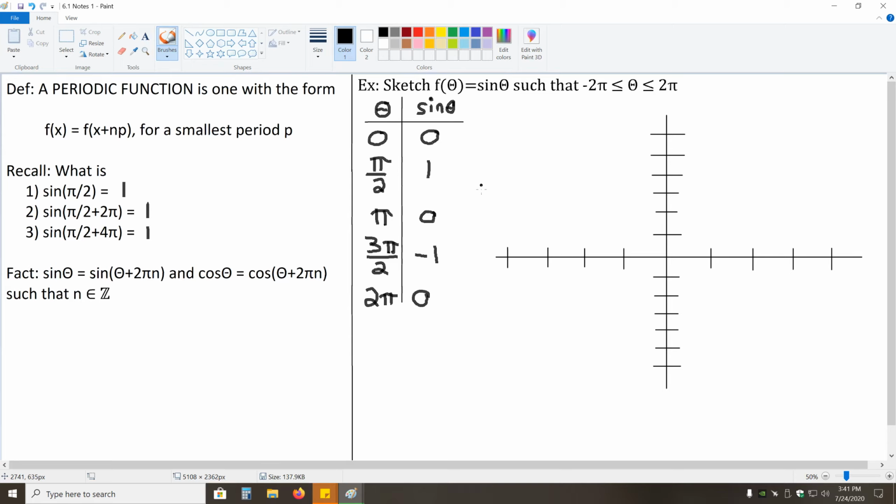So from here, let's go ahead and plot these points. We have 0, 0, pi over 2, comma 1. We'll go ahead and call this pi over 2, and we'll call this 1.